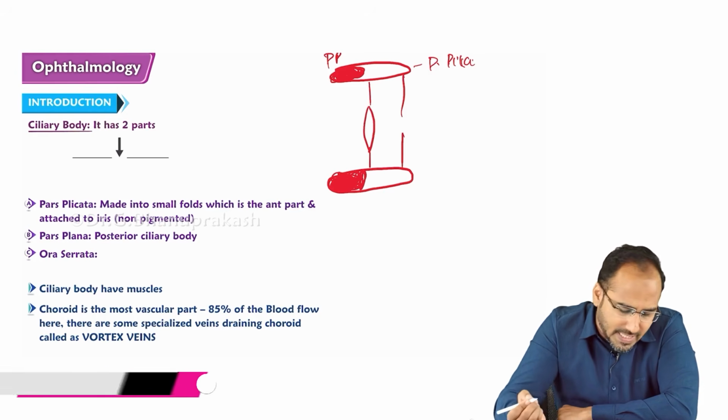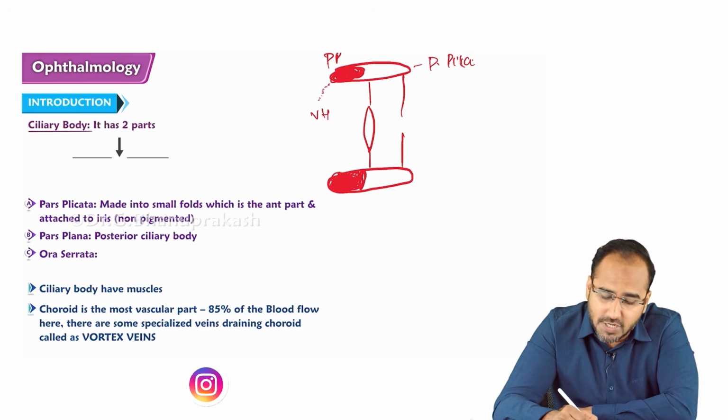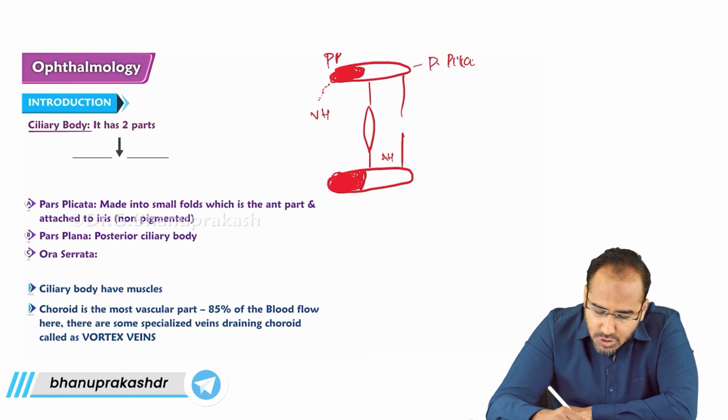Remember, guys, ciliary body gives rise to the ciliary zonule, which holds the lens. In front of the lens is iris, okay? The function of pars plana is to produce the vitreous humor, whereas the function of pars plicata, the non-pigmented part, is to produce the aqueous humor. The aqueous humor is produced from the ciliary body.